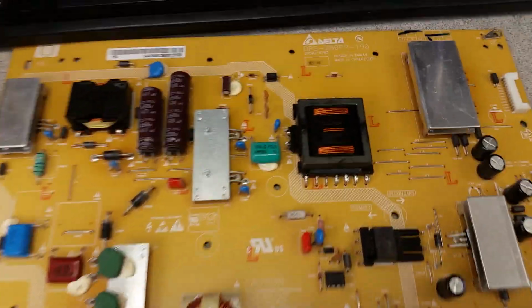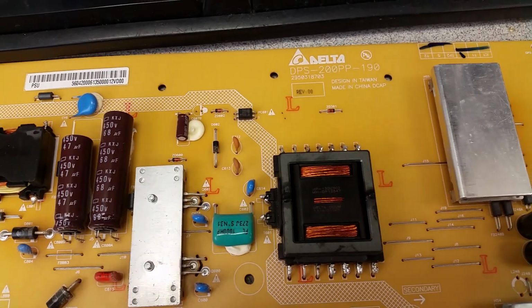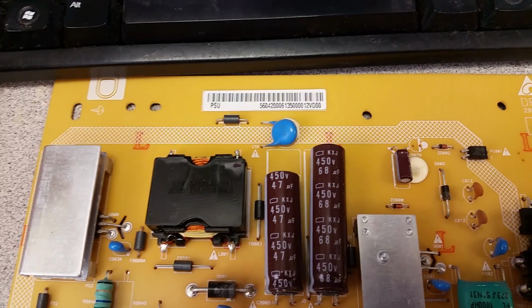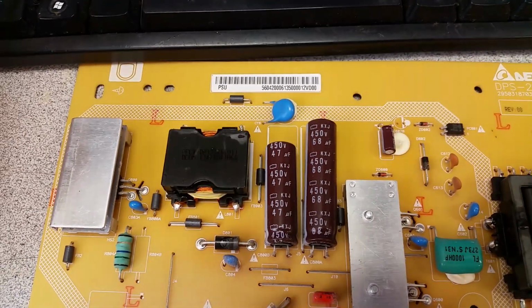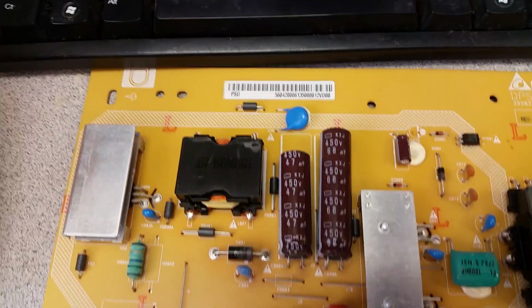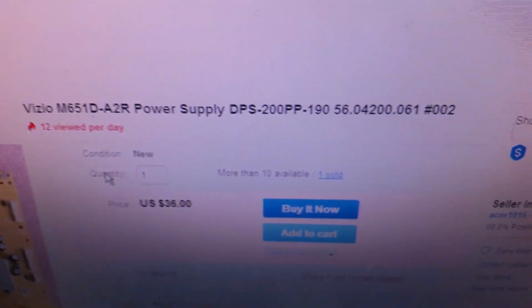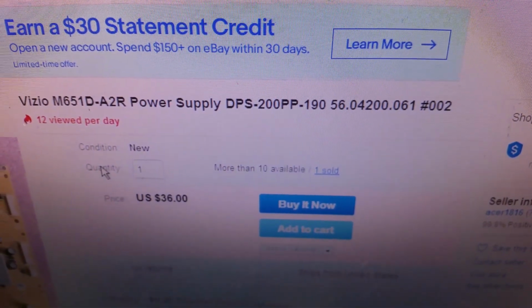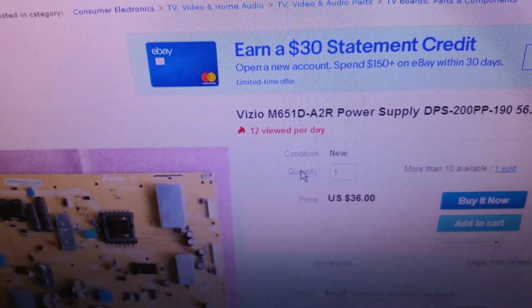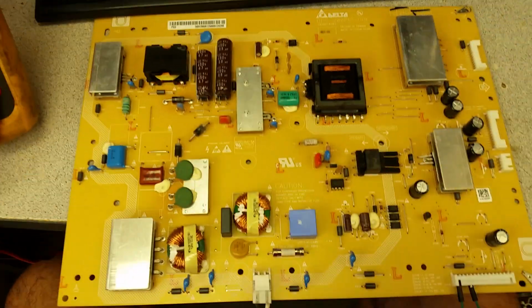This is about a power supply board, DPS-200PP-190, also known by this number, which is read a little bit differently, 56.0420.061. It's a power board for Vizio M65D-A2R, and it was brought to us by a local TV tech.